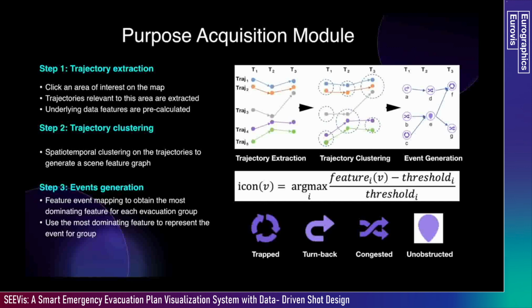Then, those trajectories are clustered to generate a scene feature graph. We obtain the most dominating feature for each cluster and use it to represent the event for the group. Different events are represented by different icons.